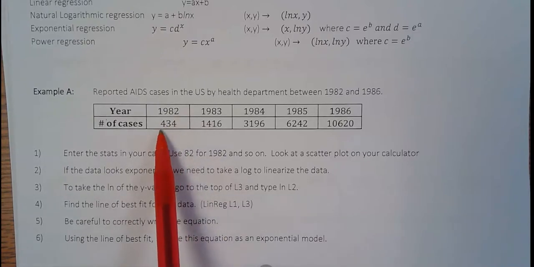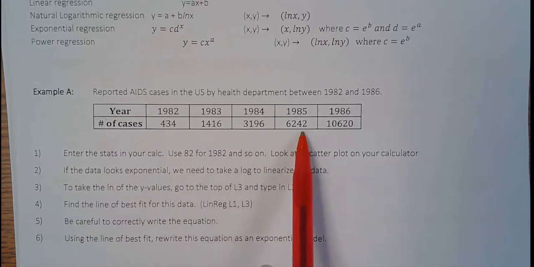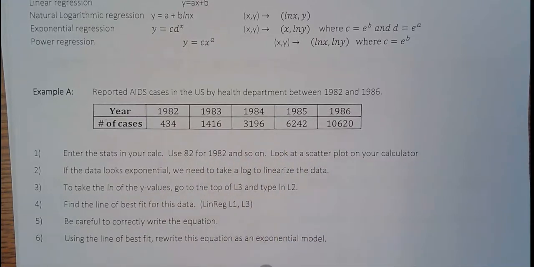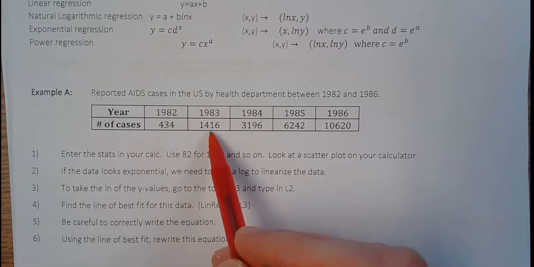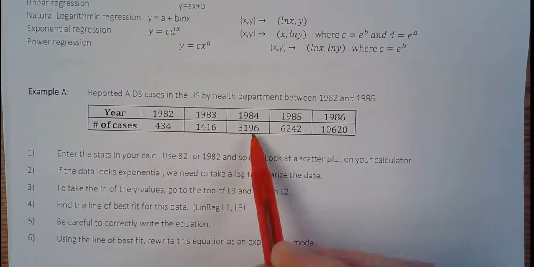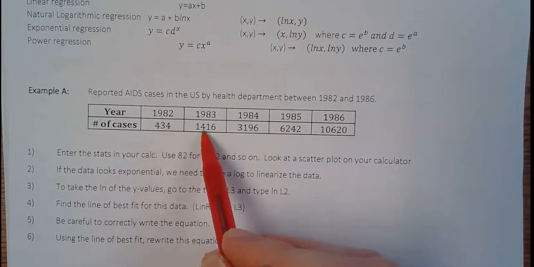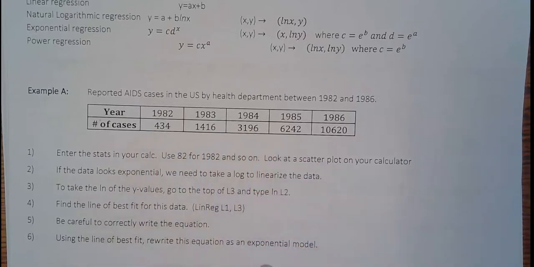In 1982, there were 434 cases in the United States, and you see how that drastically increases here. We're trying to figure out what kind of regression this is. We can pretty much tell it's not linear, because as x goes up, y doesn't go up by the same value every time. Like here, this is a 3,000 increase, and this is about a 1,000 increase. If it was linear, it'd be about 1,000 every time, or 3,000 every time.